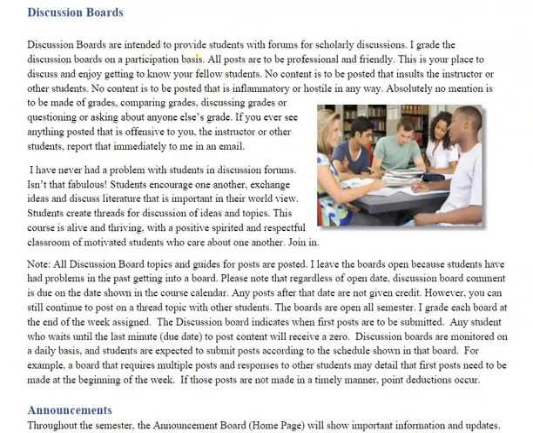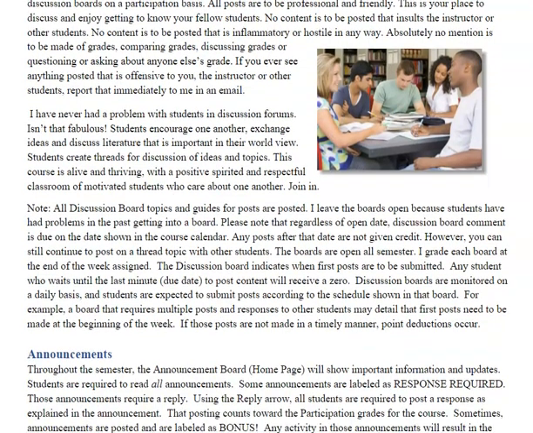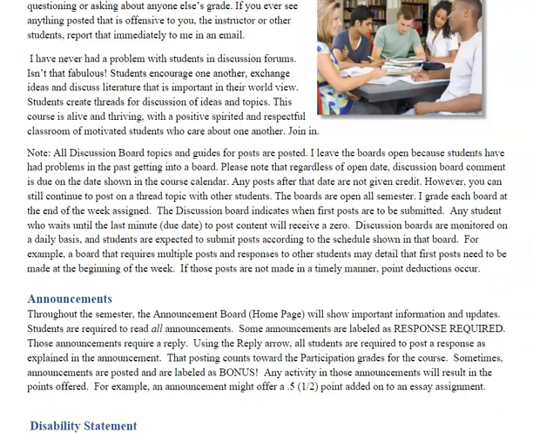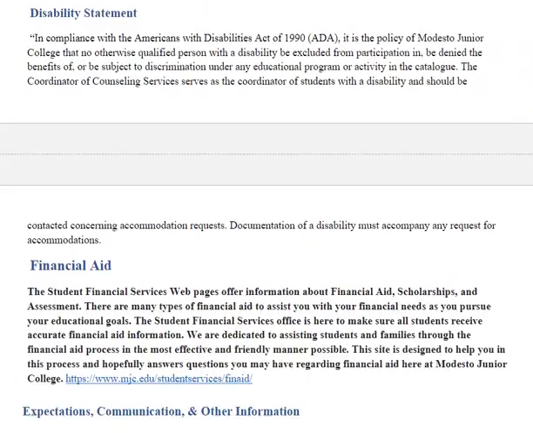Information about discussion boards. There aren't very many discussion boards, but the ones that exist are there for a reason, and it's important that you stay connected with the other students in the course.